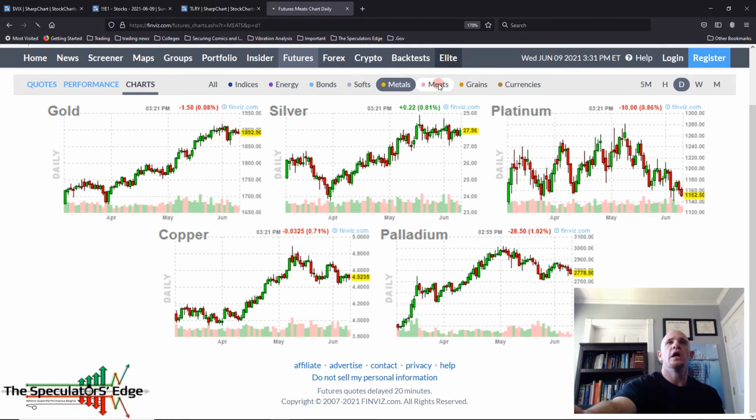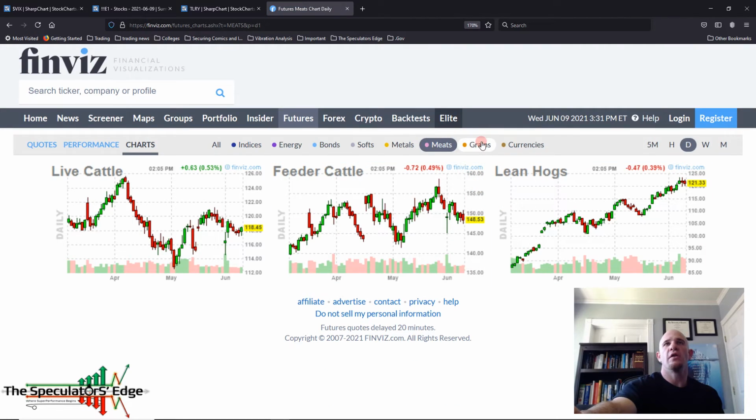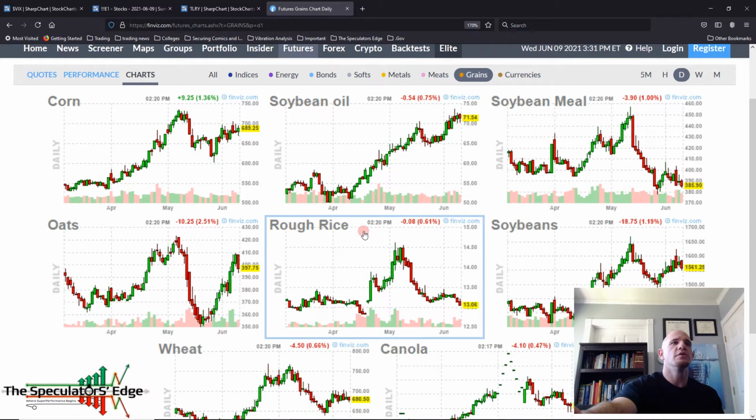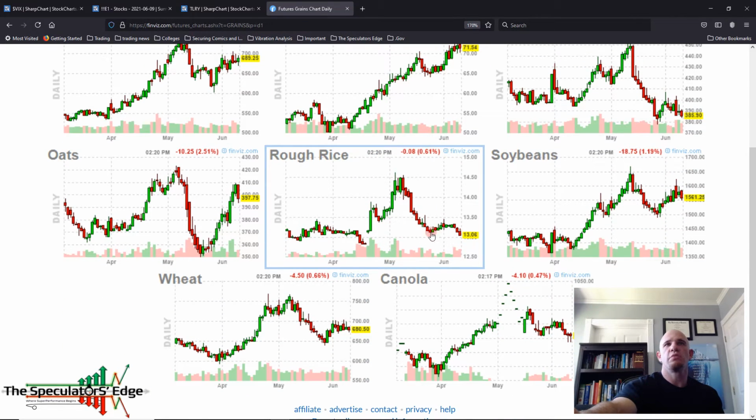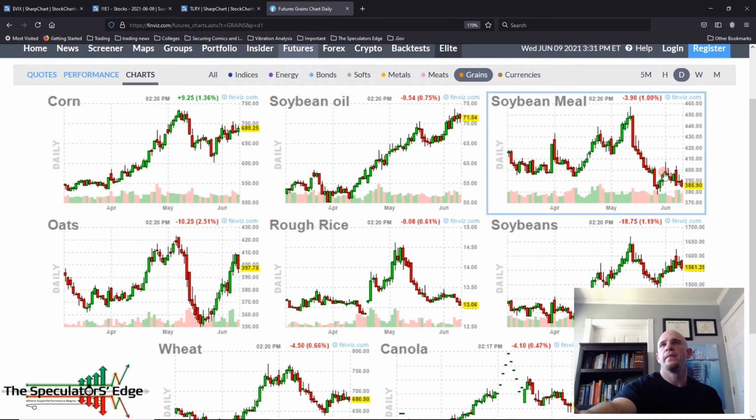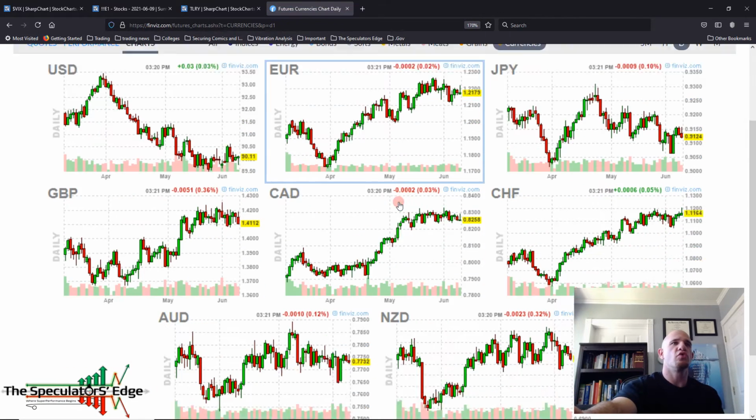So let's go look at meats, feeder cattle. Yeah, don't really care for all that. Expect rough rice to get even rougher right there, and soybean meal probably going to get a little rough right there too. Let's go look at the currencies real quick.